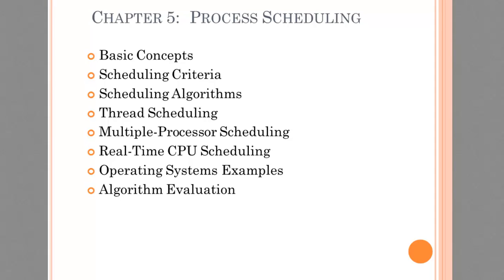But again, you're going to have multiple choice questions. There is a lot of material between all the chapters. So the number of questions that are mathematically based will be a few. It won't be the majority of the questions because there's so much we are learning and so much we're doing. So you have basic concepts, scheduling criteria, scheduling algorithms, thread scheduling, multiple processor scheduling, real-time CPU scheduling, examples, and algorithm evaluation.